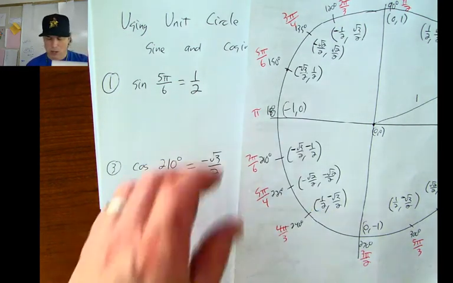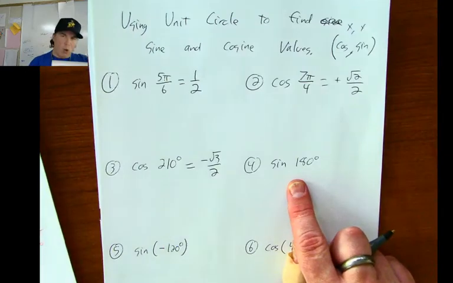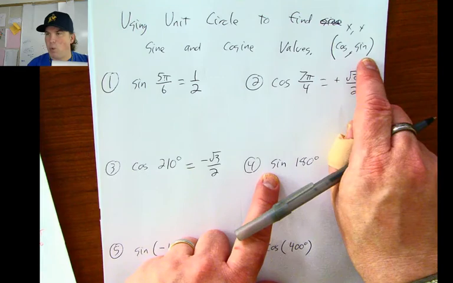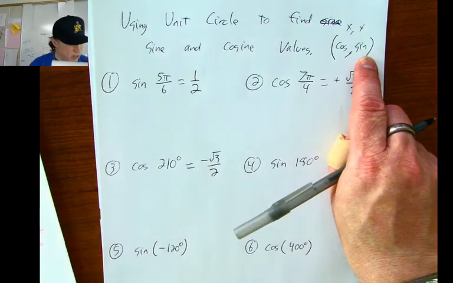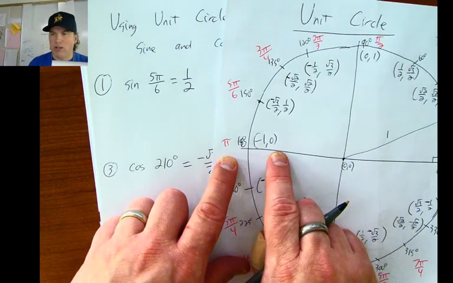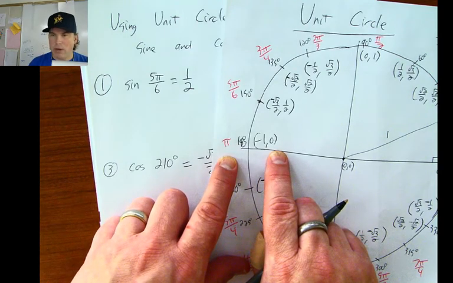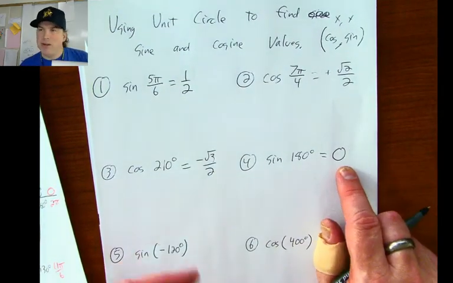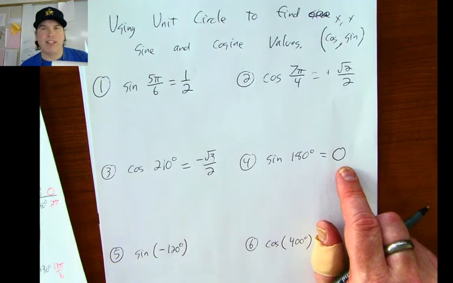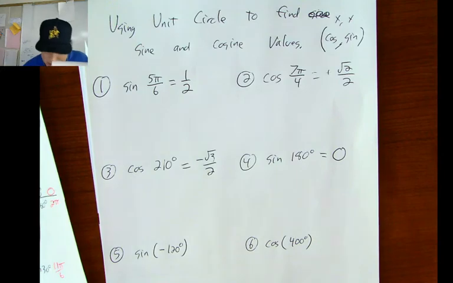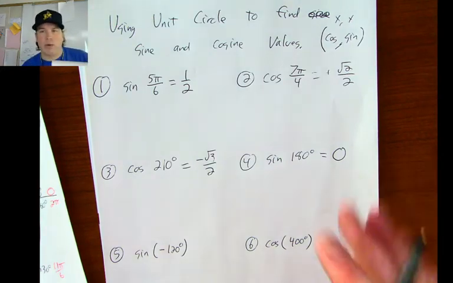Number 4. Sine of 180 degrees. Sine, that means y coordinate. So I go to 180 degrees on the unit circle. I look at the y coordinate, and the answer is 0. Hey, take a minute. I know you're not supposed to use your calculator this unit, but just type it in. Sine of 180 degrees. Be amazed that the answer is 0. And then put the calculator away because you don't need it.